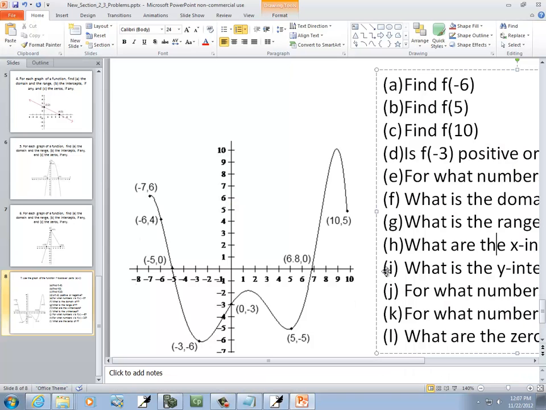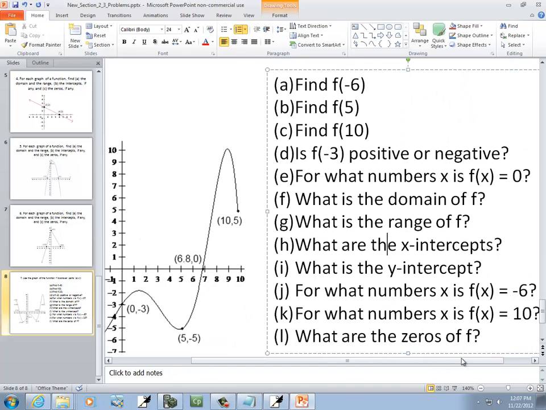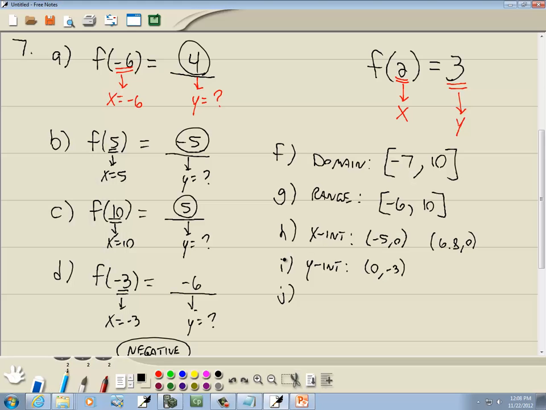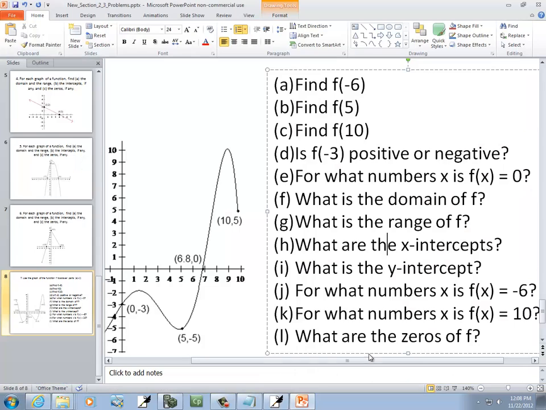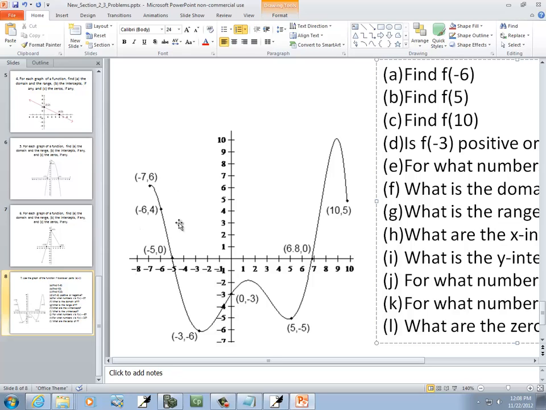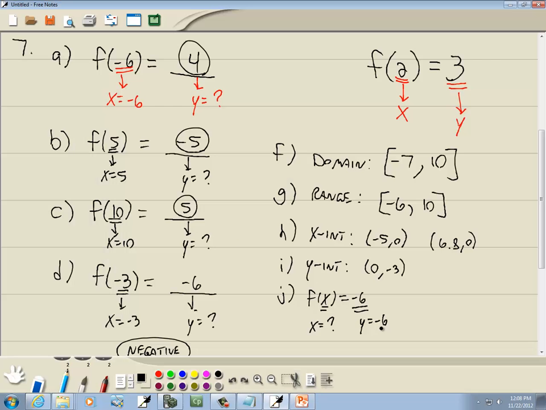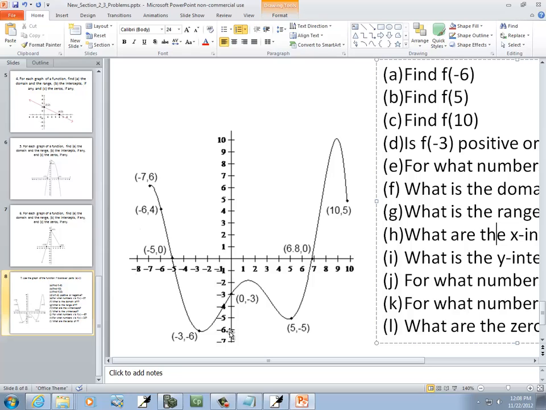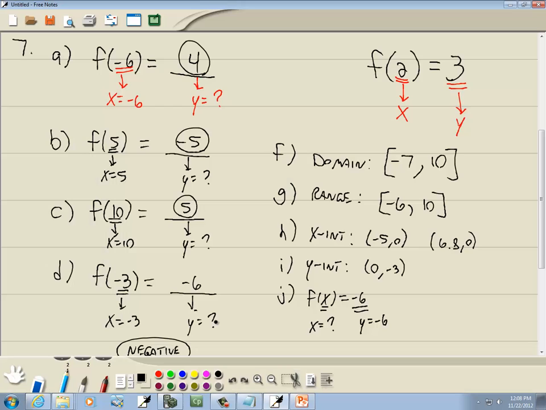J is for what numbers f of x is equal to negative 6. Okay, so they're telling us here that y is equal to negative 6, and they're wondering what the x value is. Well, here's negative 6. If I come up to here, here's my point. Wait a minute, y is equal to negative 6, sorry. So here's y is equal to negative 6. So I come over here, this is where our y is negative 6, our x part is negative 3. So x is negative 3.